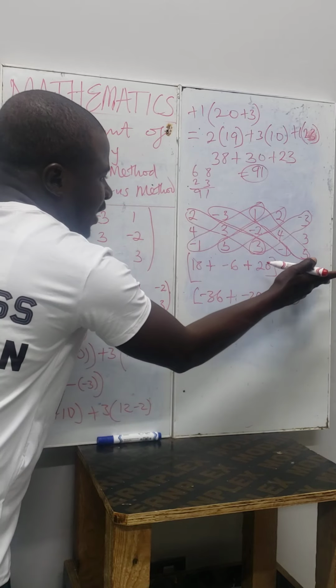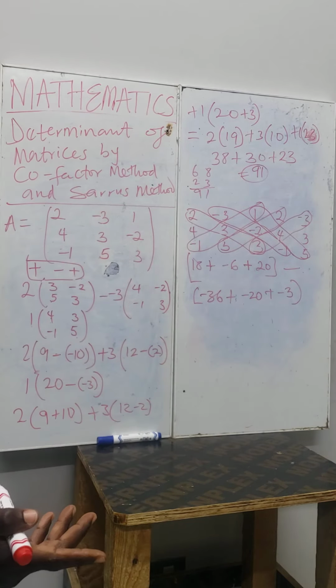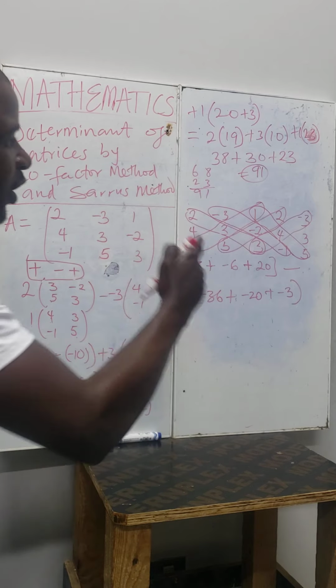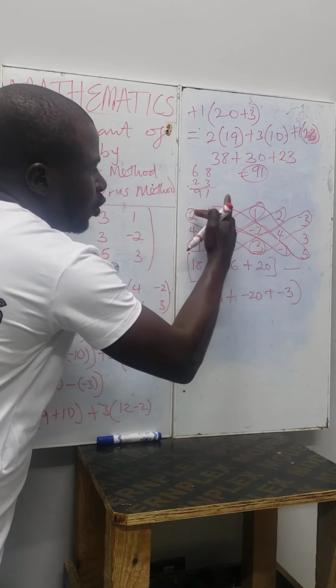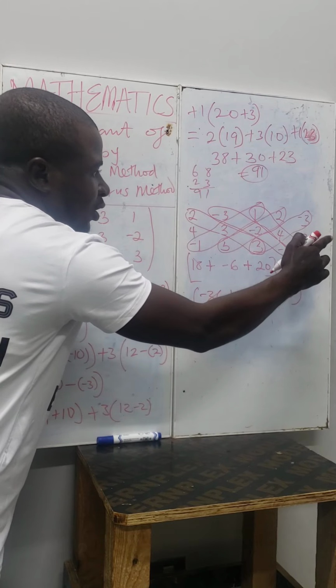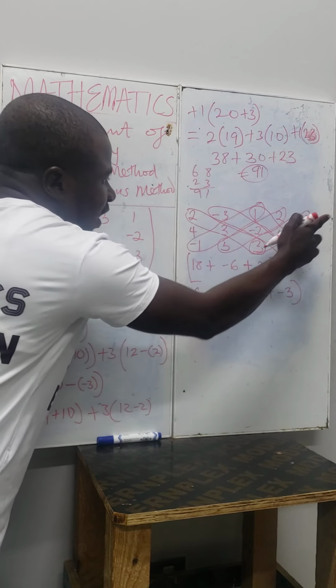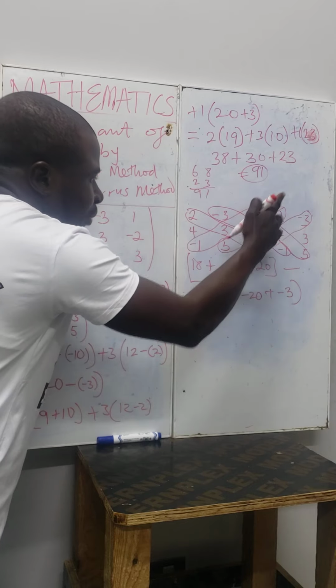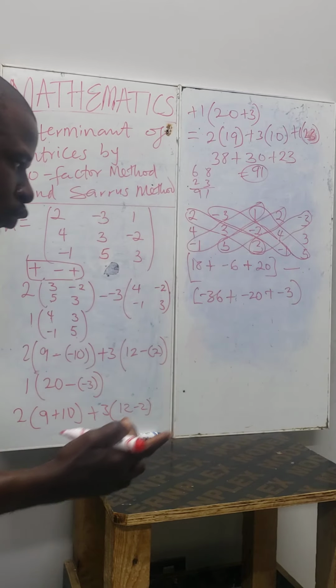Major diagonal minus all the elements along the minor diagonal. You find the product of each of the elements and add them together along the major diagonal. You find the product of all the elements along the minor diagonals, then you add them together as well.